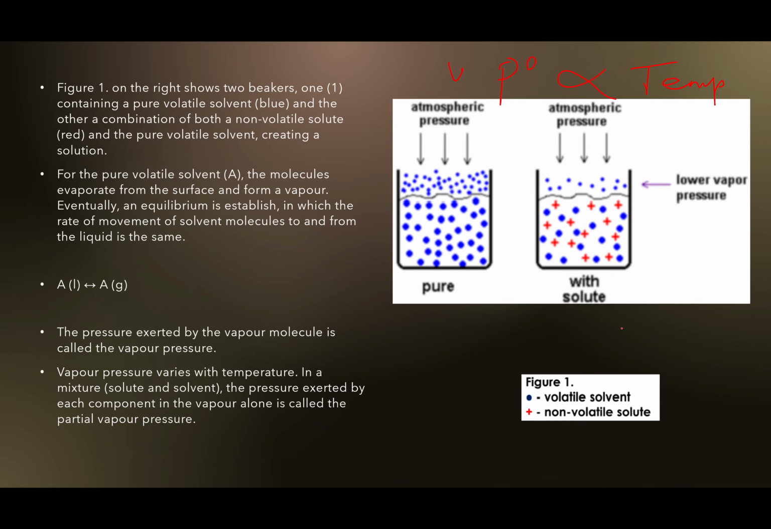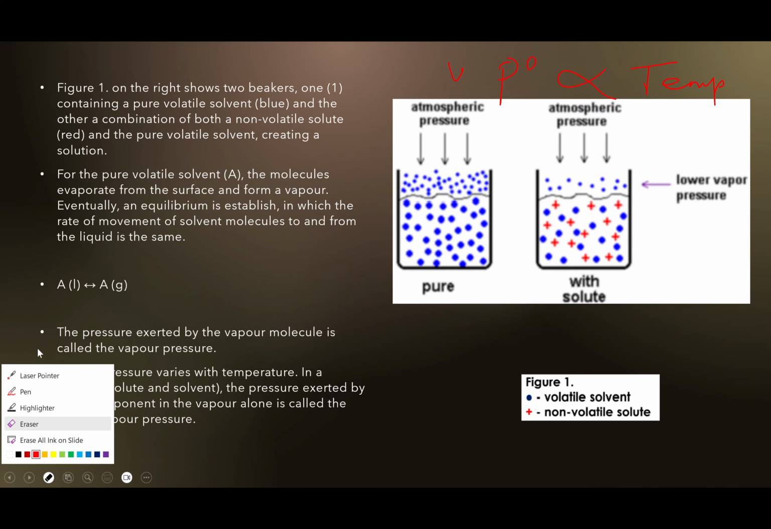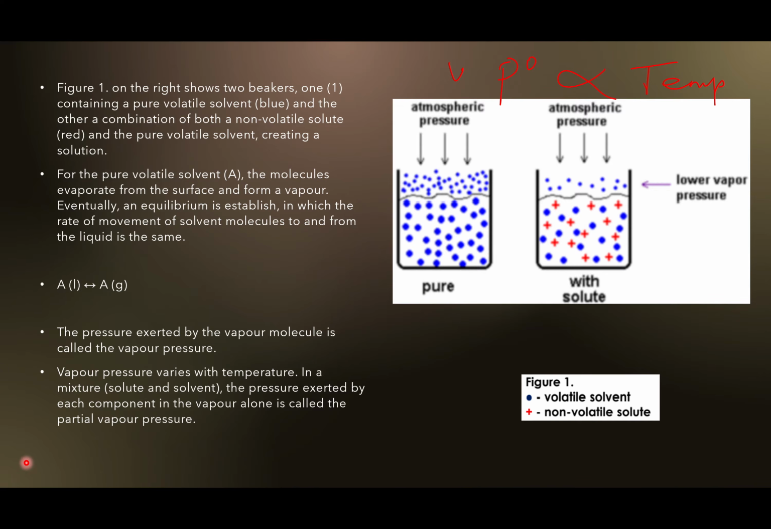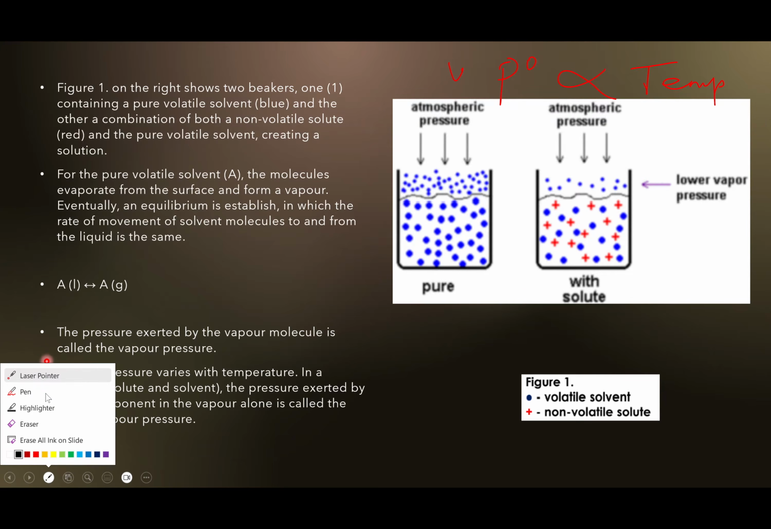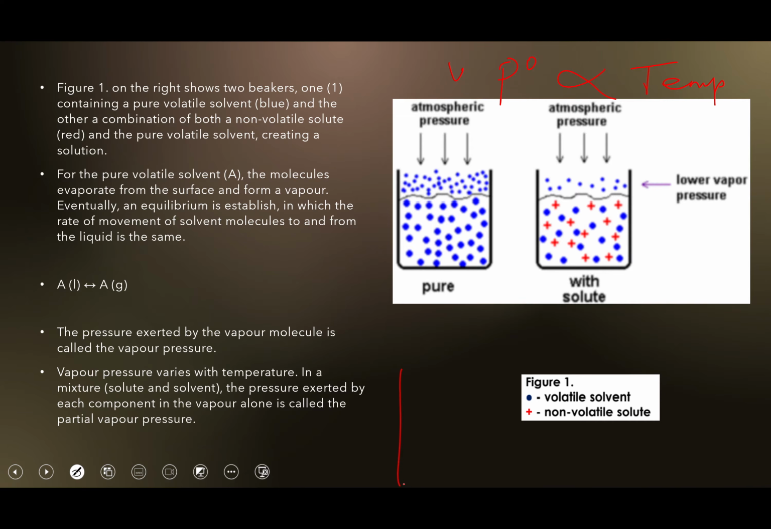What will happen is that, let me just draw a little thing here. Let me use this for the explanation. So if we have something containing a substance here, if we have a non-volatile solute, that speaks to the fact that it won't create a vapor. And we have a volatile solute.